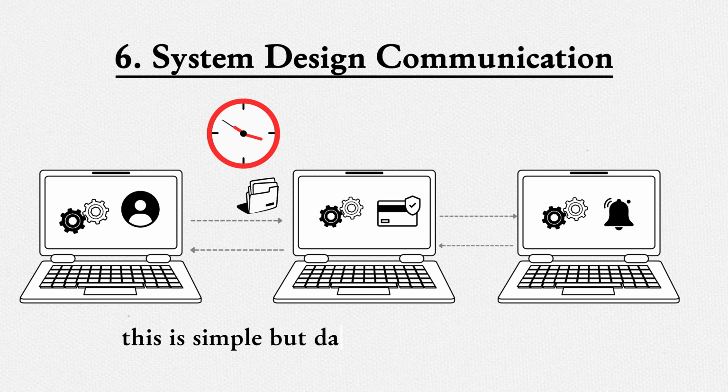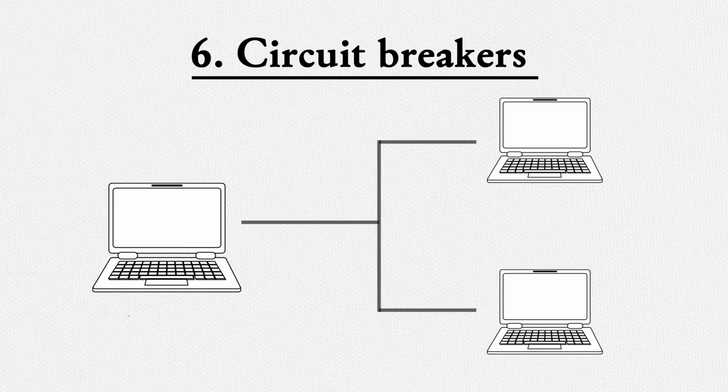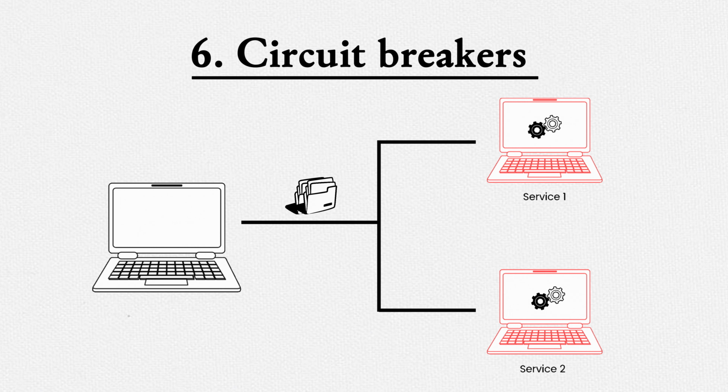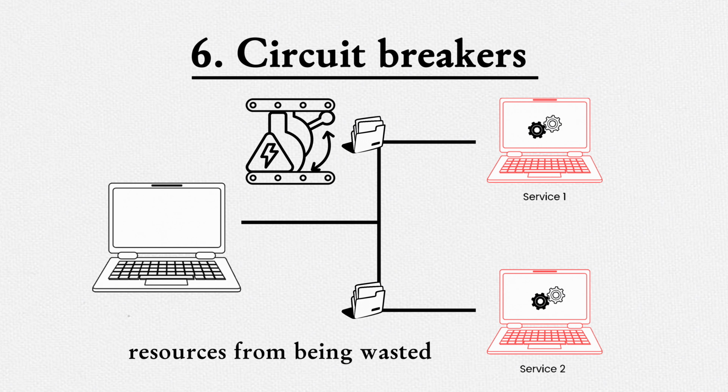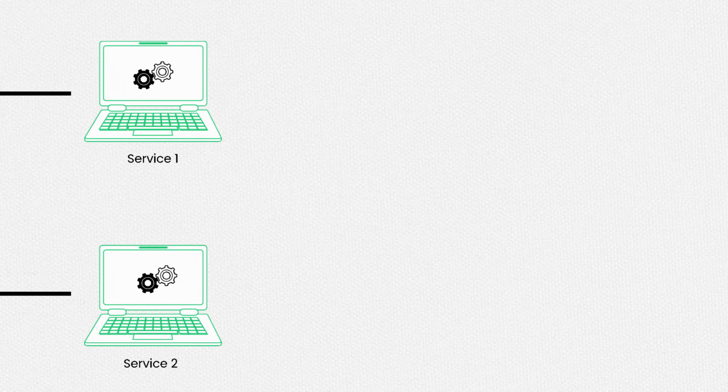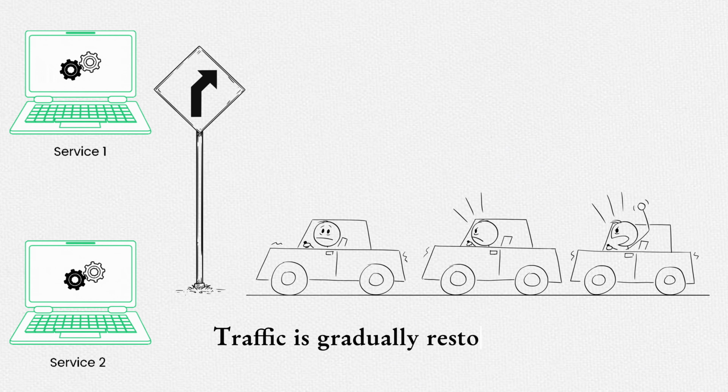In distributed systems, failures are not rare events. They are expected. That's why patterns like circuit breakers are essential. When a downstream service starts failing or responding slowly, the circuit breaker temporarily stops requests from reaching it. This prevents resources from being wasted and protects the rest of the system from cascading failures. Once the failing service recovers, traffic is gradually restored.